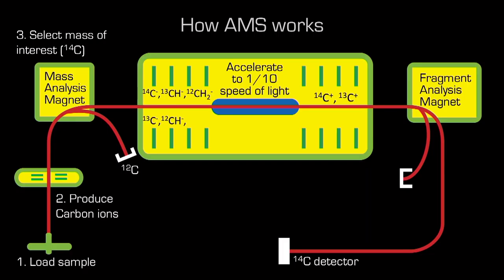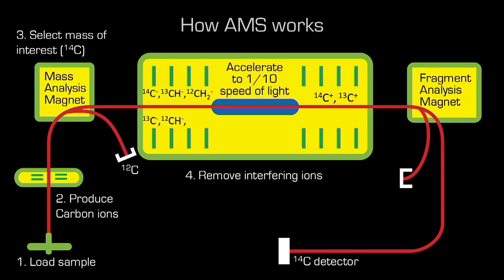And the carbon-12s at this point get kicked out because their mass is too light. It's only 12. So we can get rid of the carbon-12s at our very first step. But we're still left with carbon-13 and carbon-14 and these other carbon and hydrogen combinations that we need to get rid of.